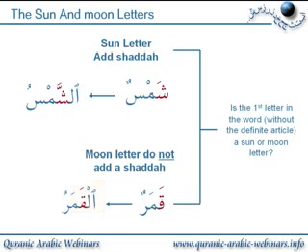Okay, so we're going to look at a few examples to sort of build on this. And remember, if you just remember these two words, shams and qamar, then effectively you've got the two words that you need to remember for this particular rule. And that's why they're called the sun and moon letters, because it's a simple example to remember.